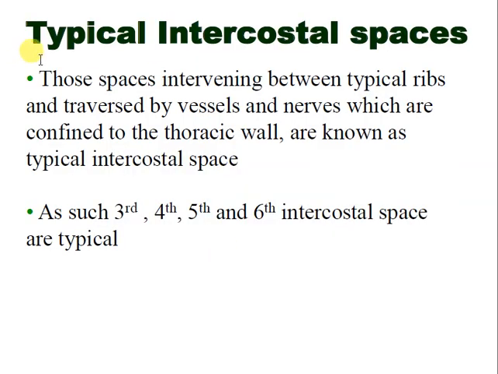A typical intercostal space, those spaces intervening between typical ribs, are traversed by vessels and nerves which are confined to the thoracic wall, and are known as typical intercostal spaces.